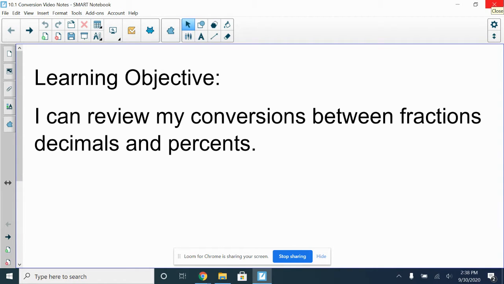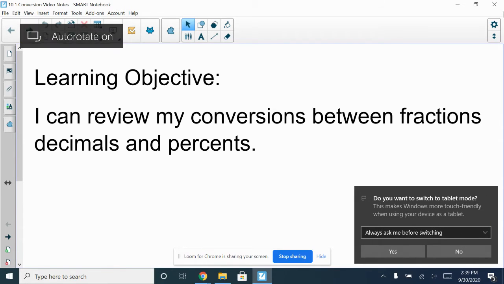We already talked about them, but on Friday of this week, we're going to have a test on 7NS1, 7NS2, and 7NS3. That all encompasses adding and subtracting with rational numbers, multiplying and dividing with rational numbers, and using all of them, adding, subtracting, multiplying, and dividing, in real life situations.